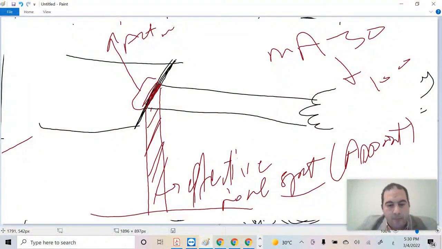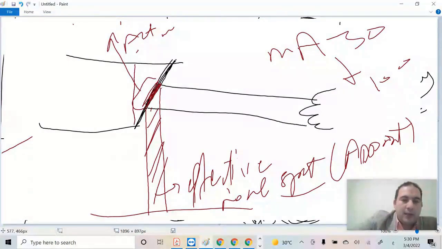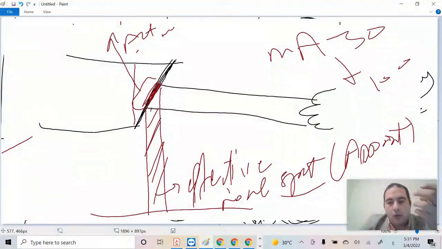Do you remember? When I increased my anode angle, what happened to the effective focal spot? When the anode angle was like that, the effective focal spot was small, right? Okay, now I have a problem. What is the problem? The actual focal spot is now like the X-ray source.